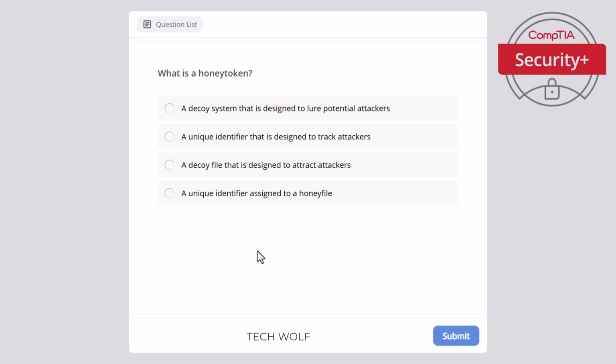What is a honey token? A decoy system that is designed to lure potential attackers, a unique identifier that is designed to track attackers, a decoy file that is designed to attract attackers, or a unique identifier assigned to a honey file? And the correct answer here is a unique identifier that is designed to track attackers.